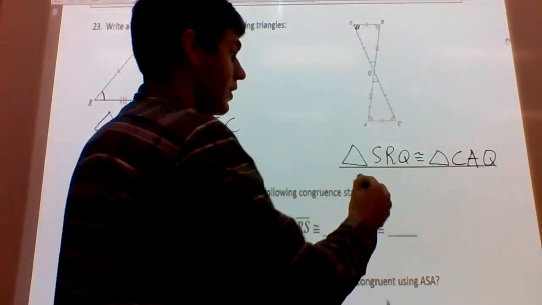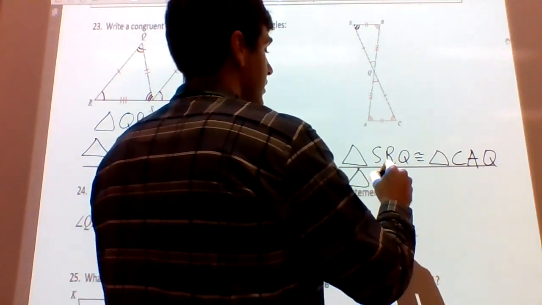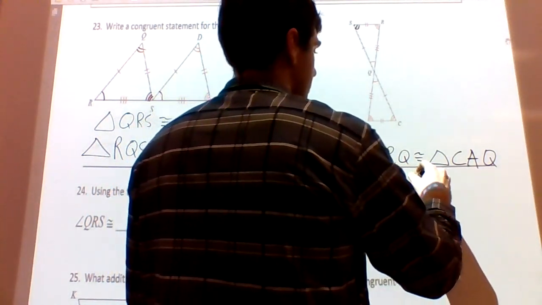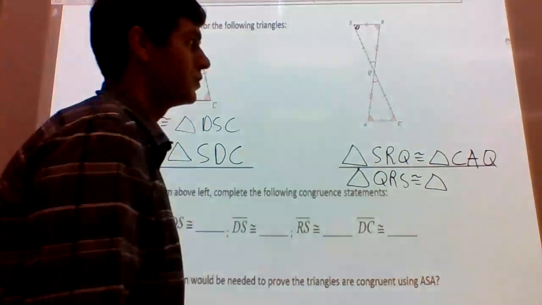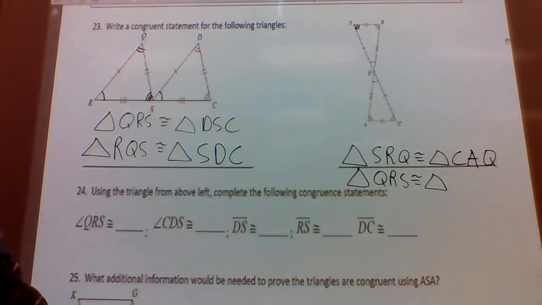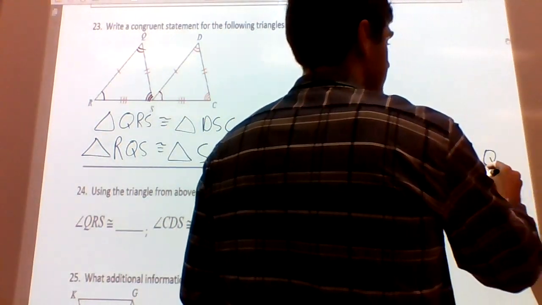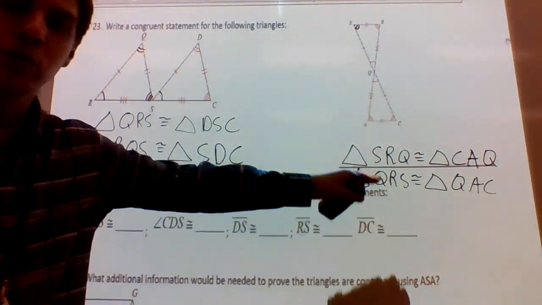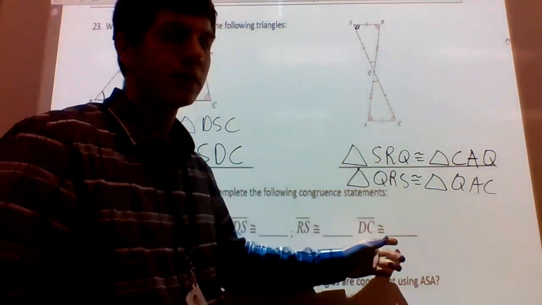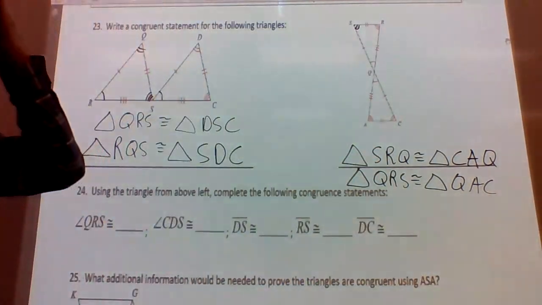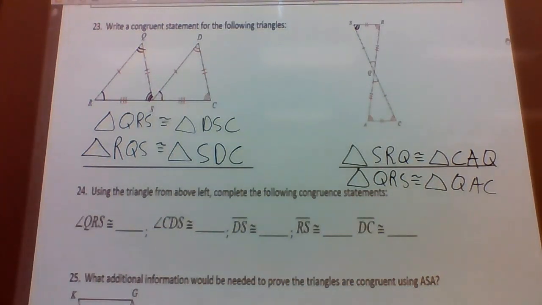Just for example, if we did QRS, that's going to be congruent to QAC. Again, it doesn't matter, and there's 4 other options. It doesn't matter how we write the first one as long as the second one is the corresponding triangle, with the corresponding parts.